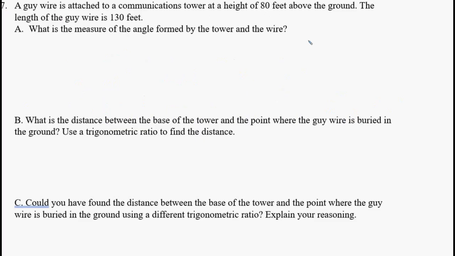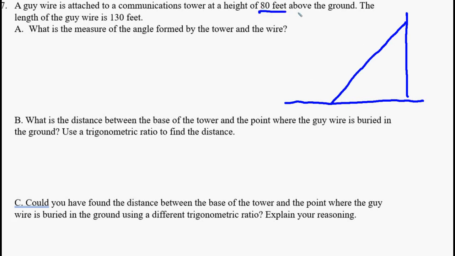Number 7. Multiple parts. A guy wire is attached to a tower 80 feet above the ground. So here's my tower. We have a guy wire attached to the tower. It's attached 80 feet above the ground. The length of the wire is 130. What is the measure of the angle formed by the tower and the wire? Now be careful. It looks like they're asking us for this angle up here. Let's just call it x for now.